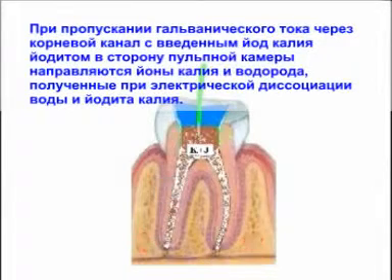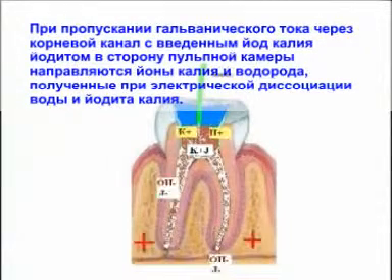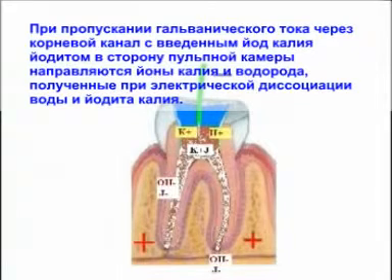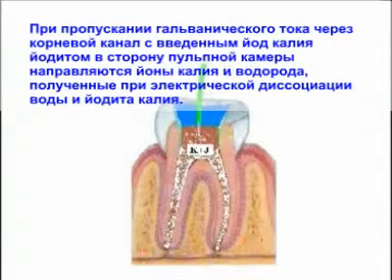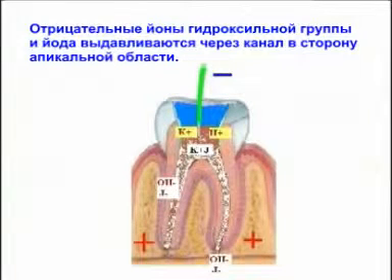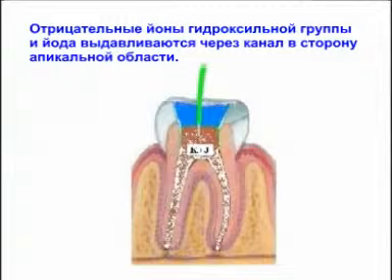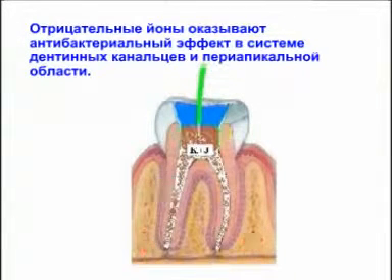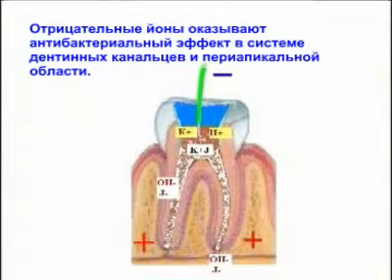When galvanic current passes through a root canal with inserted iodine potassium iodinate, potassium and hydro ions obtained in the electrolytic dissociation of water and potassium iodinate are directed to the pulp chamber. Negative ions of the hydroxyl group and of potassium iodinate are pushed through the canal to the apical area. The negative ions have an antibacterial effect in the dentine canal system and in the periapical area.